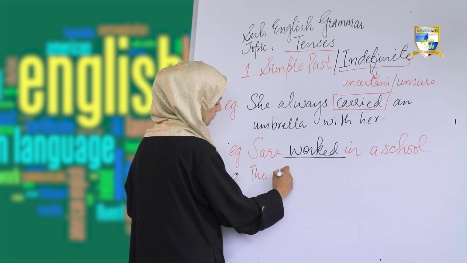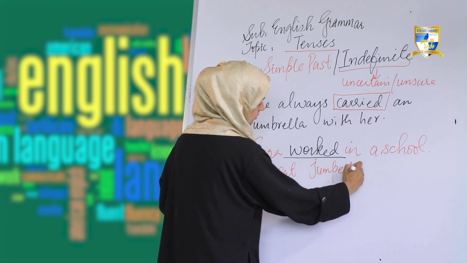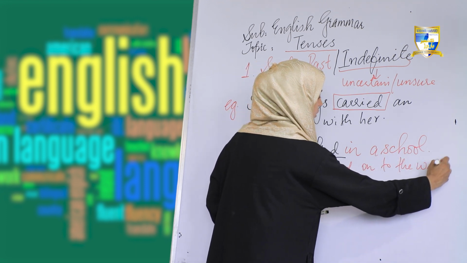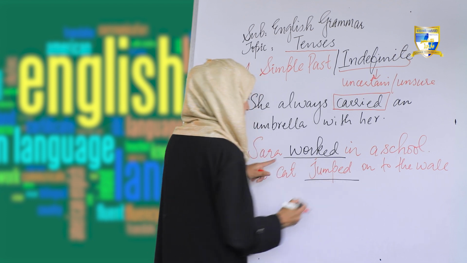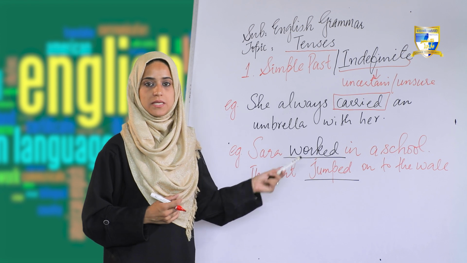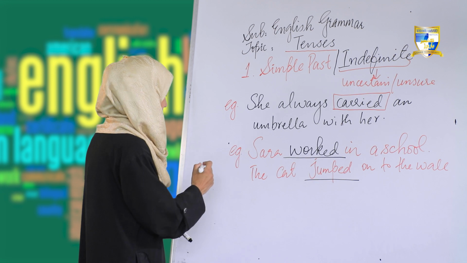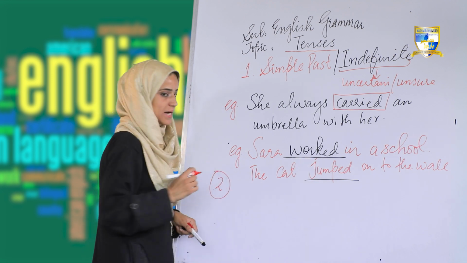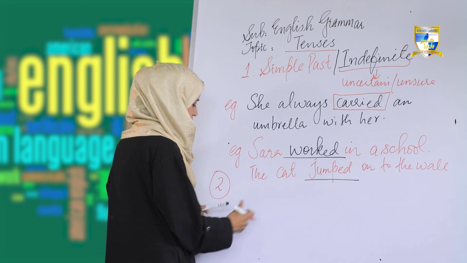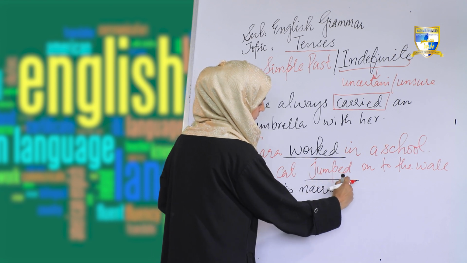The cat jumped onto the wall. So these actions, worked, jumped, indicate the time. Here the verb indicates the time of an action in the past, the time which is gone. One more use of simple past tense or past indefinite tense is that it is used to narrate a story.